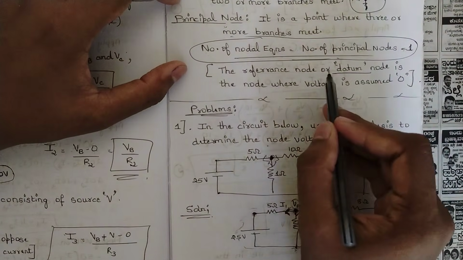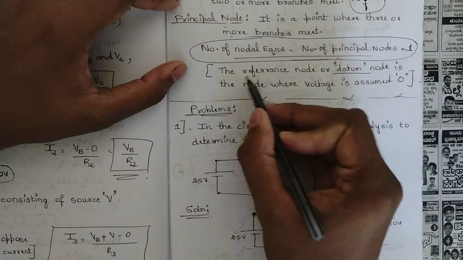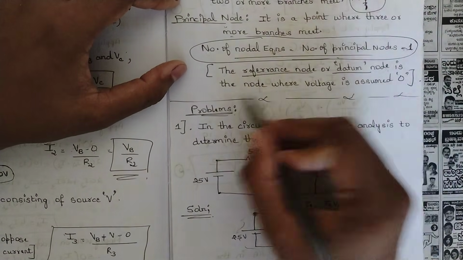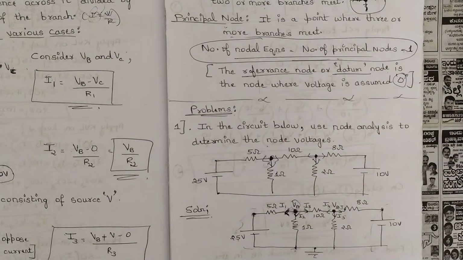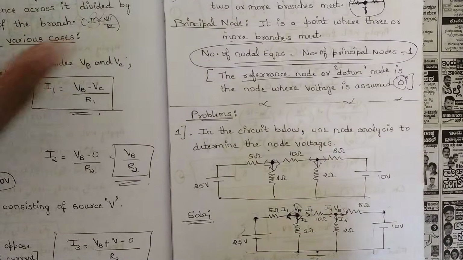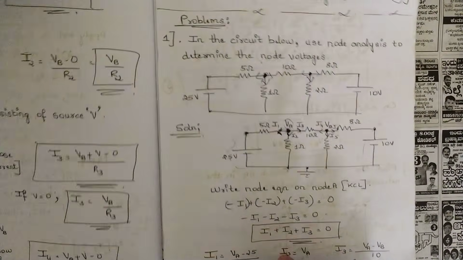The reference node, also called the datum node, is the node where the voltage is assumed to be 0. This is one definition of the reference node. So this theory is clear about node analysis. Now let's discuss this node analysis with some of the problems.